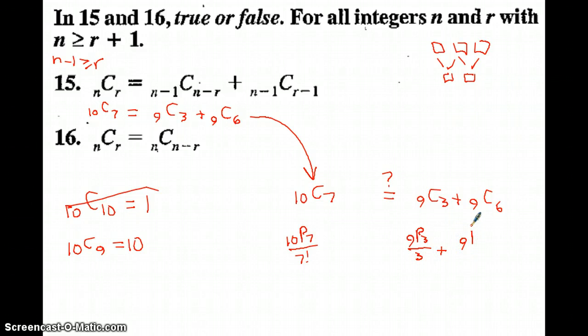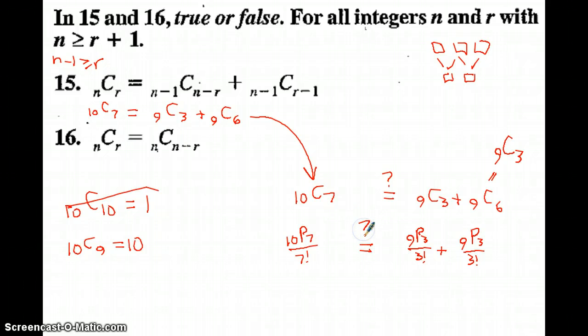You know what? I know these are equal. Let me just say this again. It's 9P3 divided by 3 factorial. I know those are the same. That's kind of nice, 9C6 equals 9C3. So let's just do that, because then I know I'm going to have common denominators and everybody's happy. Okay, so again, I'm asking, are these equal?